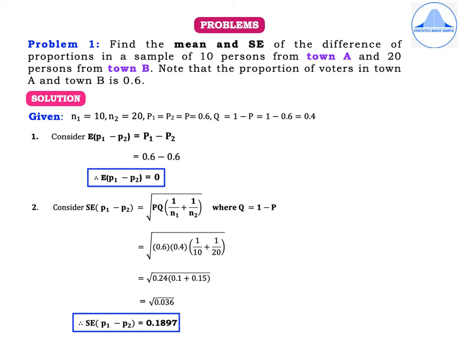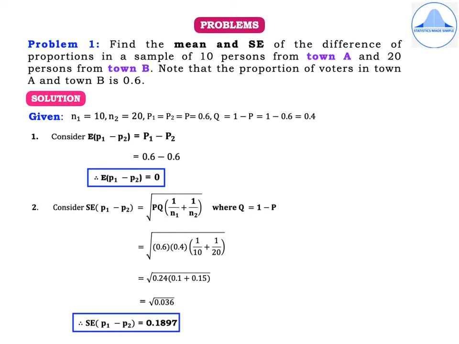Second, consider standard error of the difference of the sample proportions, that is SE of P1 minus P2, which is equal to root of PQ into 1 by N1 plus 1 by N2, where Q is equal to 1 minus P. We use this formula for the standard error of P1 minus P2 because both the population proportions are equal.